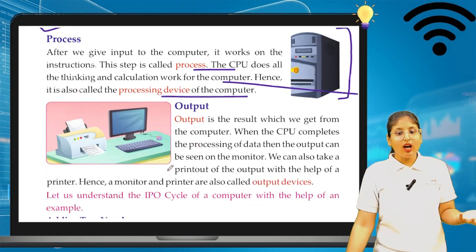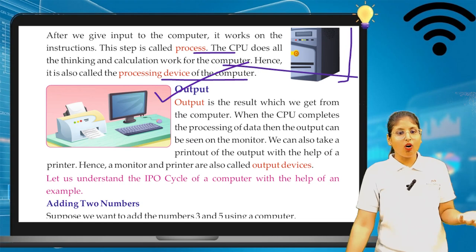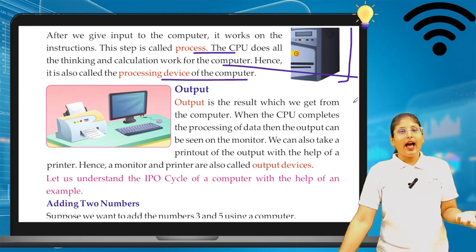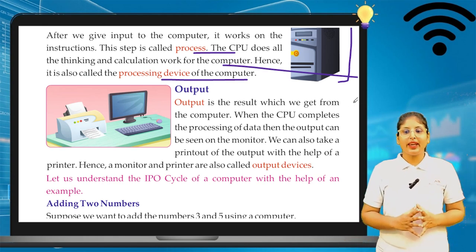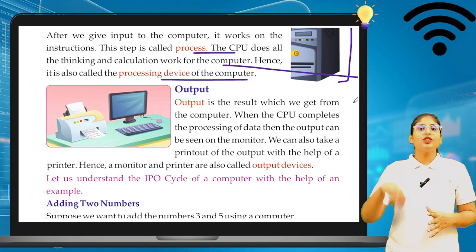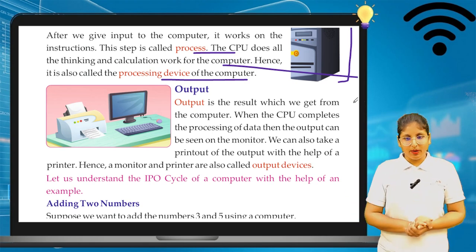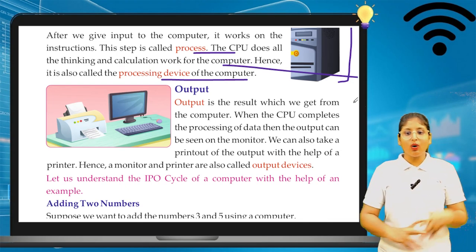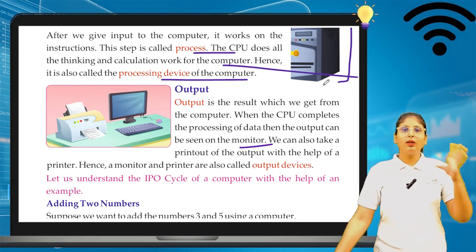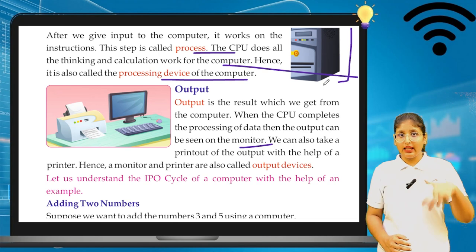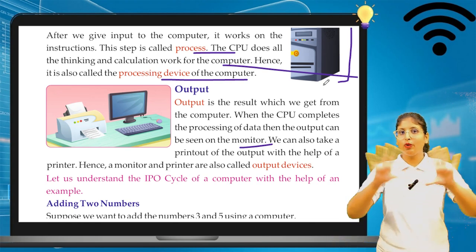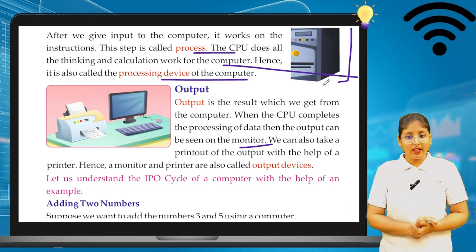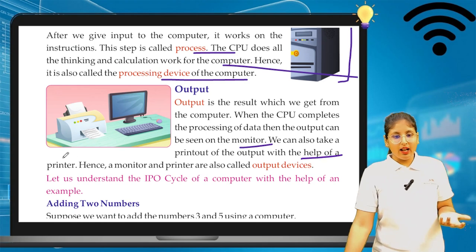Now the output is obtained. So where can we find the output? Let's see what output is first. Output is the result which we can get from the computer. When the CPU completes the processing of the data, the output can be seen on the monitor. In input we can give with the keyboard and mouse. Output we can see on the monitor screen. We can also take a printout of the output with the help of a printer.